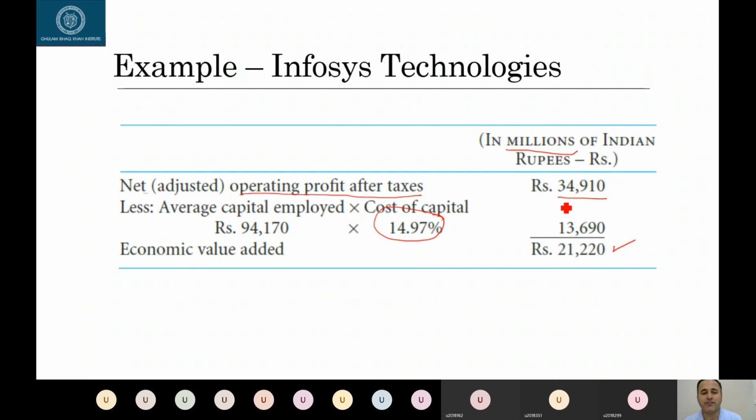But let's say the net operating profit was only $6 billion, then of course they would have lost close to $7.6 billion in value. And that also shows in a decreased share price.